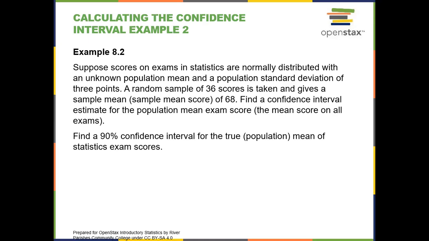So stat, test, and Z interval. Why are we going to use Z interval? Because we know the population standard deviation. So we type in the population standard deviation, sample mean score of 68, sample size of 36, C level of 0.9, and we calculate. So we get 58.13 as the lower boundary and the upper boundary is 77.87. What does it mean? With 90% confidence, we can state that the actual population mean test score will fall between 58.13 and 77.87.